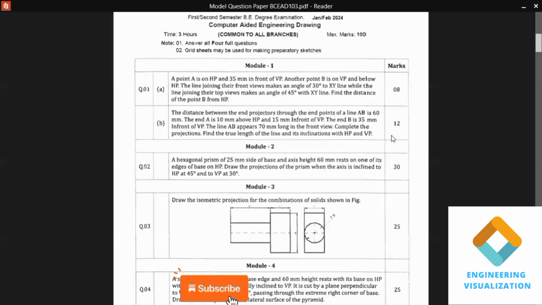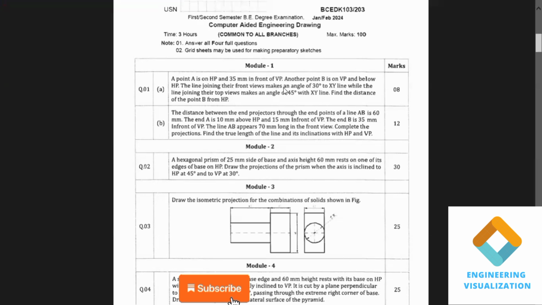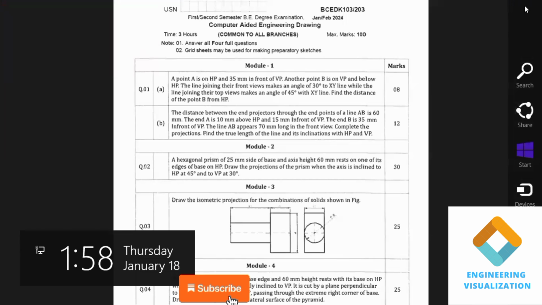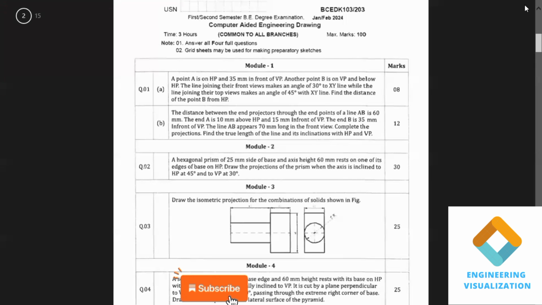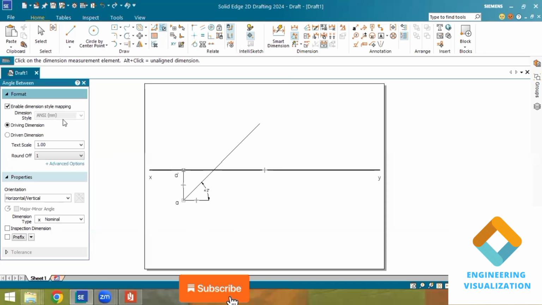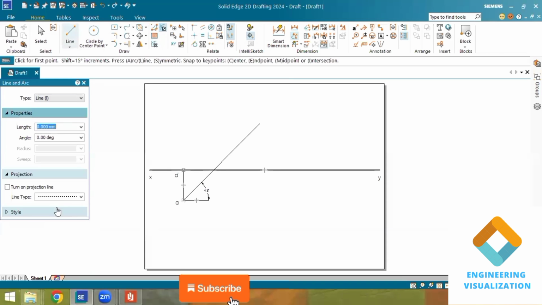You can see the question here: another point B is on VP. B on VP means it is the top view, and it should be drawn on the XY line. We know that the top views are connected by an angle of 45 degrees. From the top view of A we have already drawn a line at 45 degrees. Now I'll put the point. The top view should be marked at the intersection of this 45-degree line and the XY line.